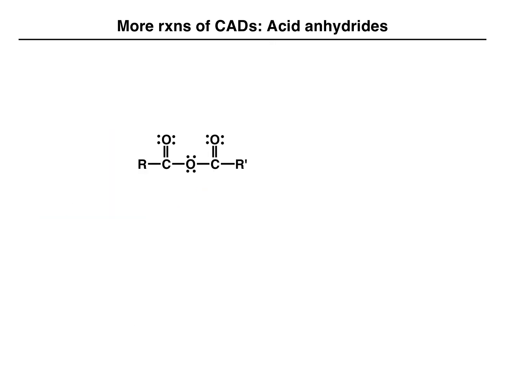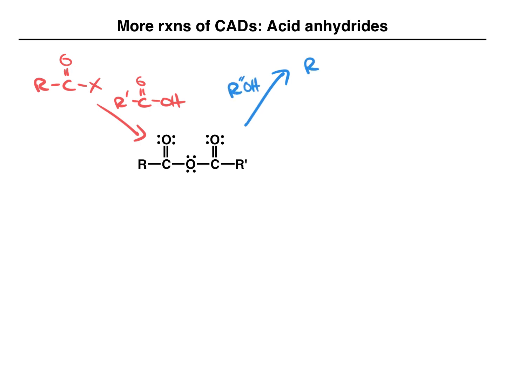For the preparation of anhydrides, we can start with an acid chloride or acid bromide, and we can react this with a carboxylic acid to give an anhydride by nucleophilic acyl substitution. Anhydrides can only be prepared in this way from acid halides, not from esters or amides. But anhydrides can be converted to esters or amides. So treatment with an alcohol would give an ester.